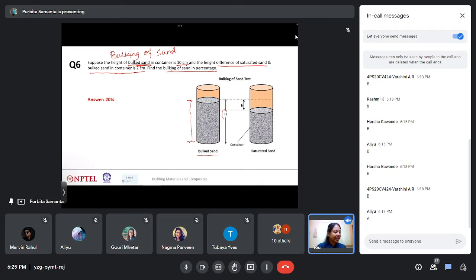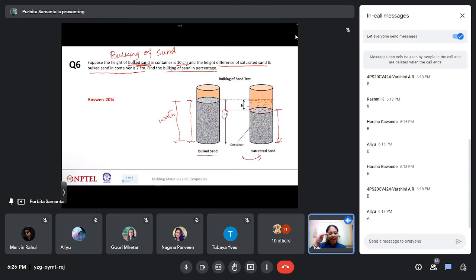Okay, and then what happens? A similar amount of water is taken in another container, and the bulk sand is mixed into it. I don't know whether it's visible or not, but this is the water level. What happens if you keep on stirring the bulk sand into the other container? The sand will get saturated and it will start settling down. So this is what happens.